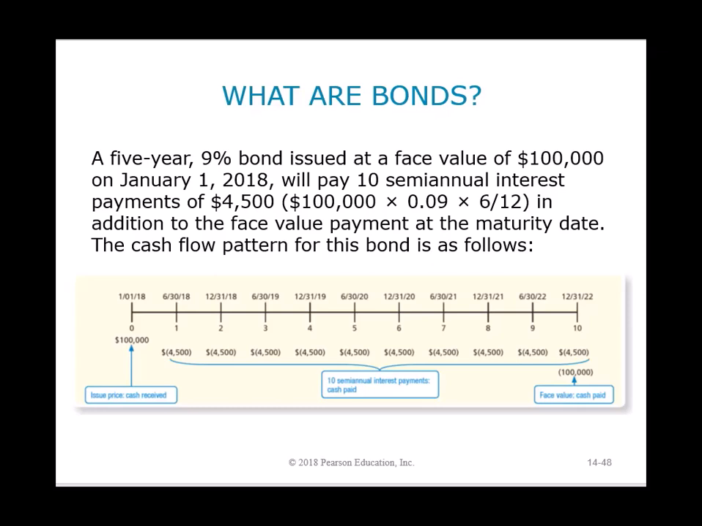And so here we see exactly what those cash flows are going to look like. So the company gets the $100,000 when they issue the bonds. They are going to pay that $4,500 every 6 months over the life of the bond. And then at the end of the bond, they are going to repay that $100,000 to those bondholders.